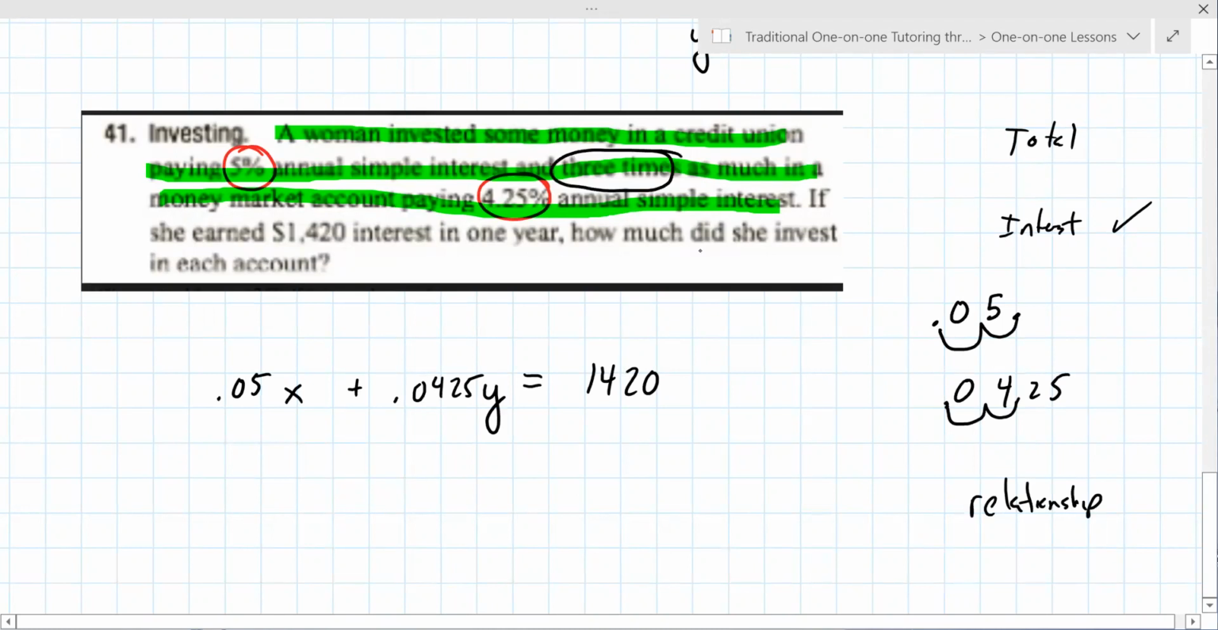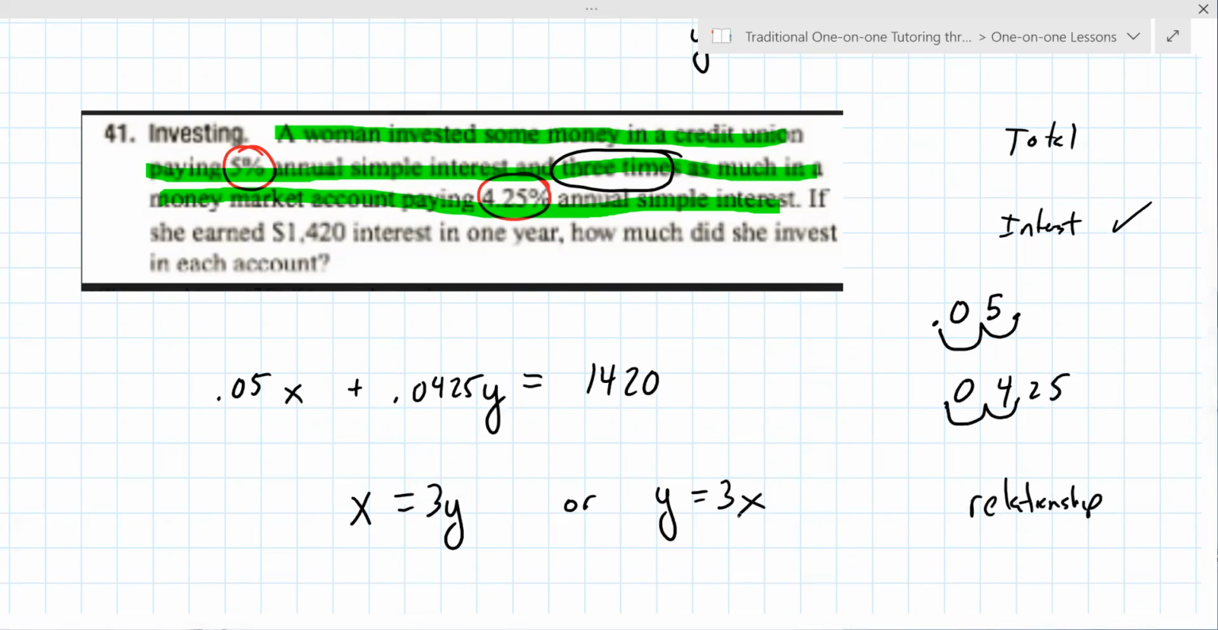And what that means is, let's say, well, we know that x is the 5%, but she's doing 3 times as much in the money market account. So here are your possibilities. It's either X equals 3Y or Y equals 3X. Which one would be easier? We're going to use some numbers here. Let me ask this first: which is larger, X or Y, based on the way this reads?